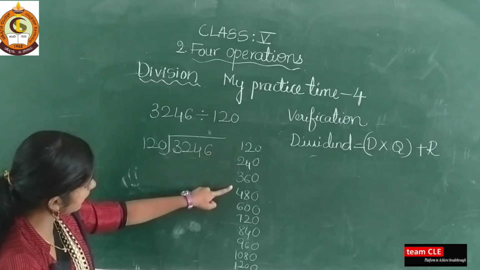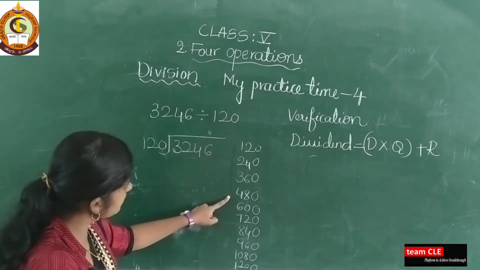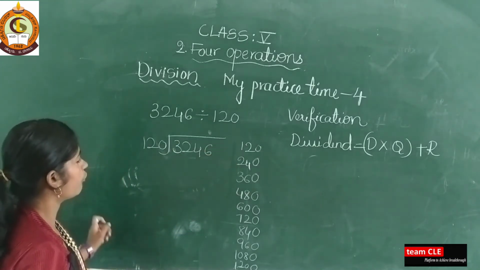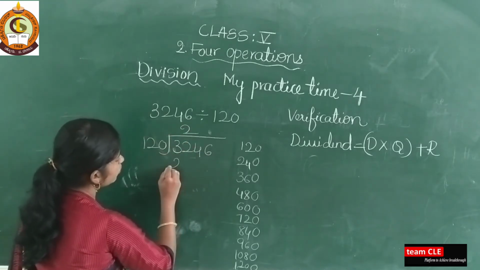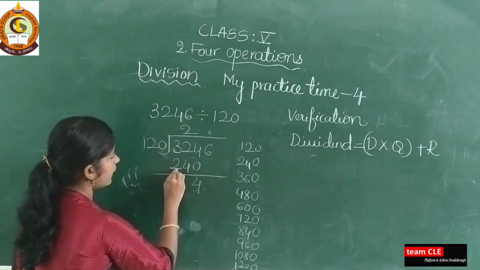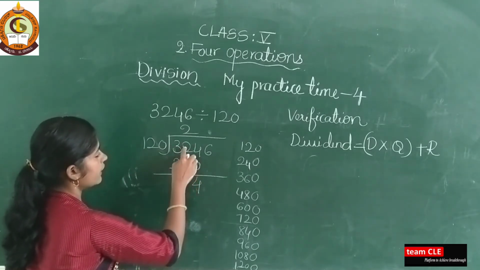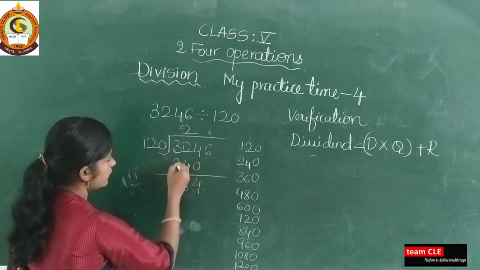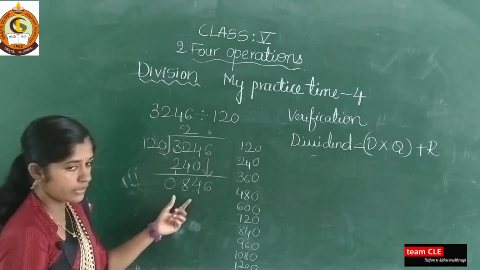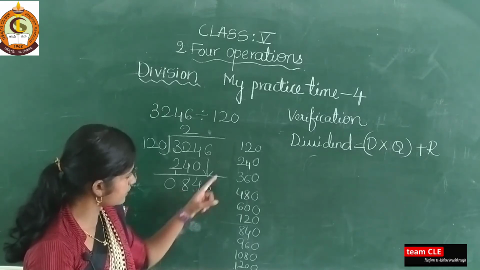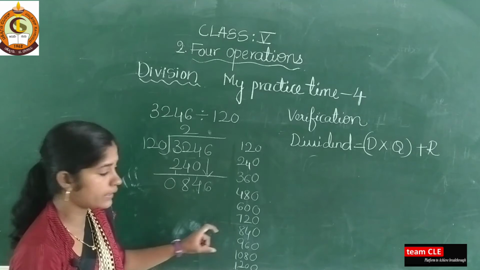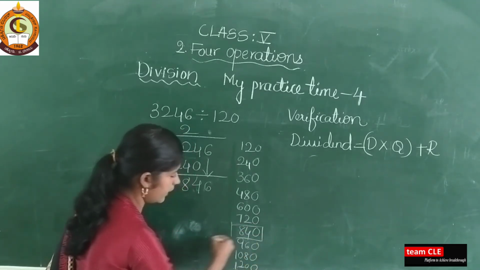So less than 324, which number is there? 240. So 2s are 240. So 4 minus 0 is 4. Again here 2 minus 8 not possible, take carry. 12 minus 4 is 8. 3 minus 3 is 0. Again you take this 6 down. Then here how much did I get? 846. So less than 846 here, 840 is there.